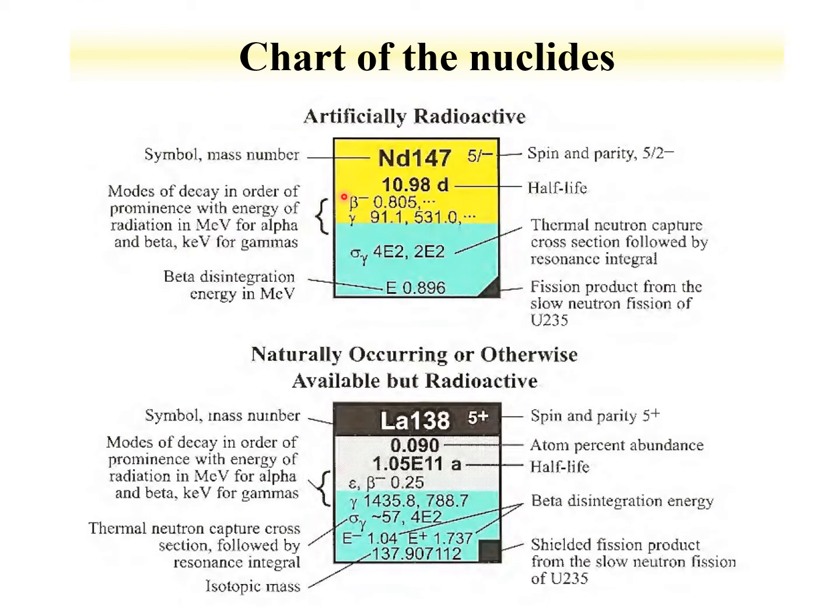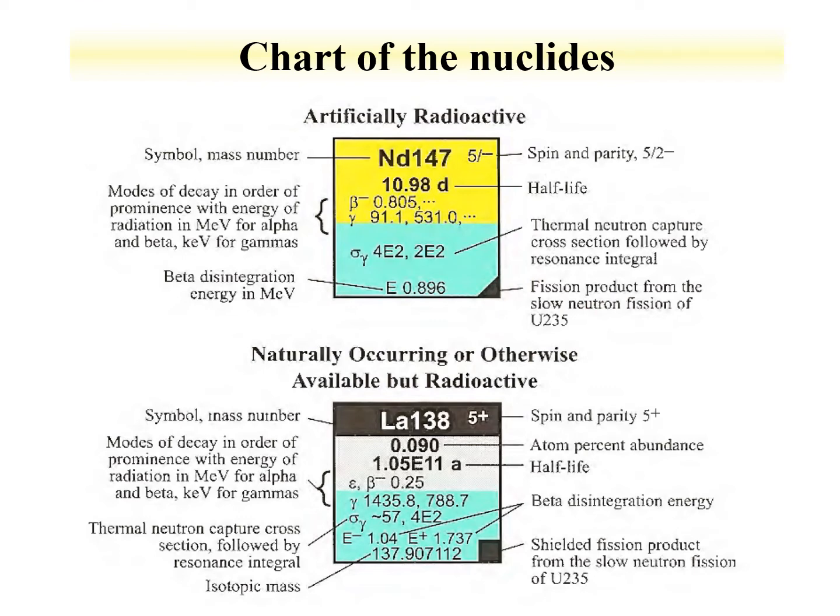So this decays with an energy of 0.805 MeV beta. So beta is listed here. The gamma is 91.1 keV. The cross-section information and the beta disintegration energy. As you see, the beta disintegration energy is a little bit higher than the beta decay energy, so some of the energy is going elsewhere, possibly to a gamma decay. And then again, this triangle says that it is a fission product from the slow neutron fission of uranium-235.